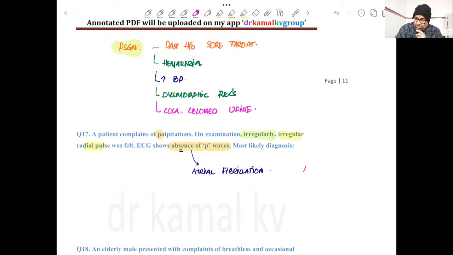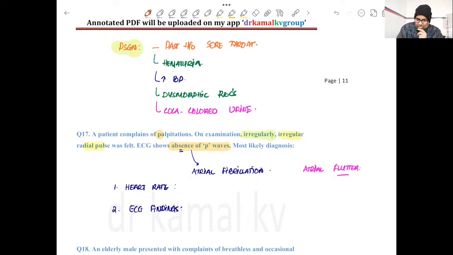Now, there is one more condition which needs to be differentiated from atrial fibrillation, and that is atrial flutter. And I'll just give you 2 points to remember from exam point of view. Number one is in terms of heart rate, and number two is in terms of ECG findings. If you remember these 2 points, I'm very sure you will not do any mistake in exam.